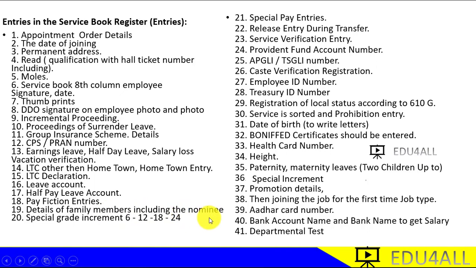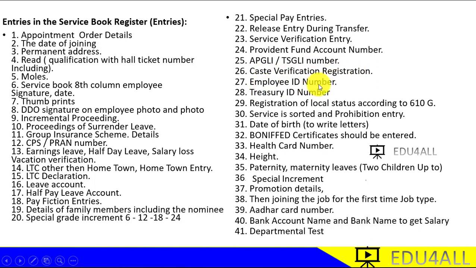Details of family members including your nominee. If you are in CPS or GPF, who should be your nominee, you have to mention. Special grade increment, if you have a special grade increment, that should be mentioned. Special pay entries, release entry during transfer, so when you transfer, all these things. Service verification entry, I told you each and every 6 months there should be a service verification entry. Provident fund account number, PF number, each and every government has its own number.